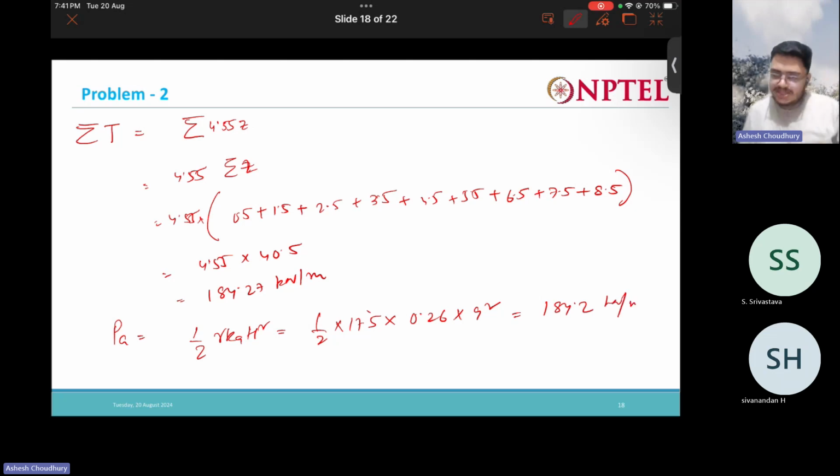So you can see that whatever lateral earth pressure is coming is taken by all the strips together. Fine. So it is fine. Our design has been done correctly. Okay. Now the next part.